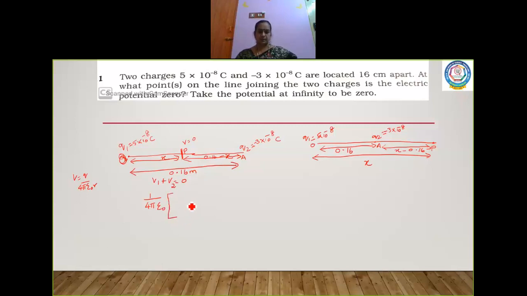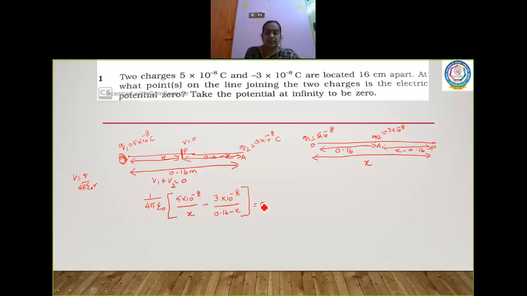Substitute Q by R. The first value of Q is 5 into 10 power minus 8, divided by x. Minus, the next value is 3 into 10 power minus 8, because Q2 is minus 3. What is the distance here? The distance is 0.16 minus x. Now this is equal to 0.